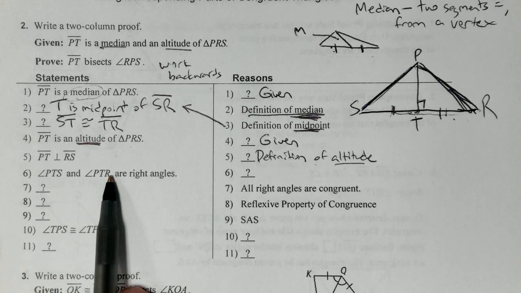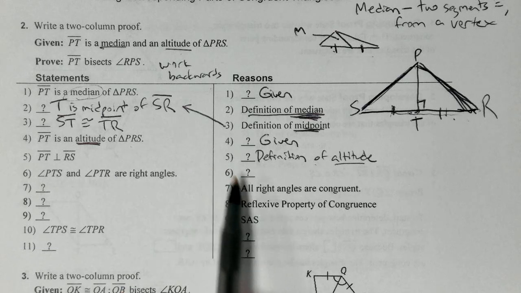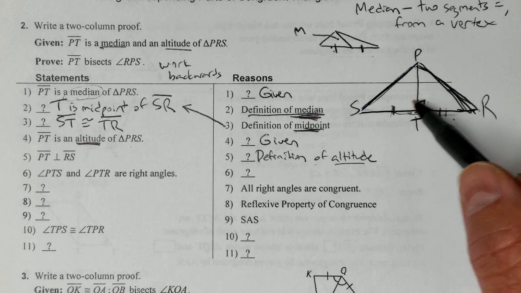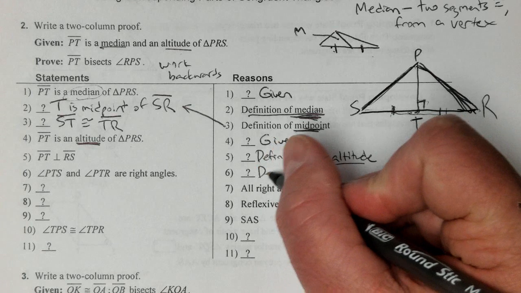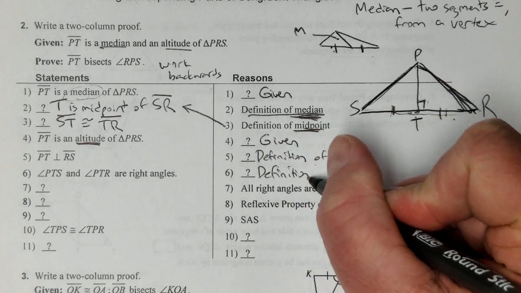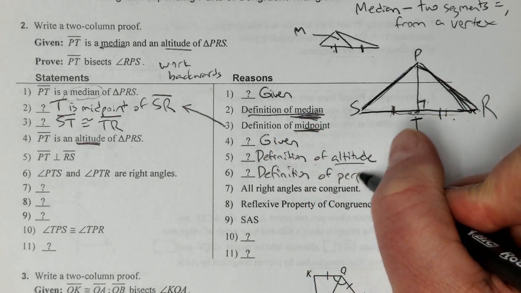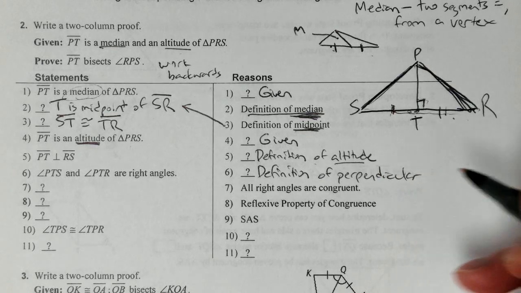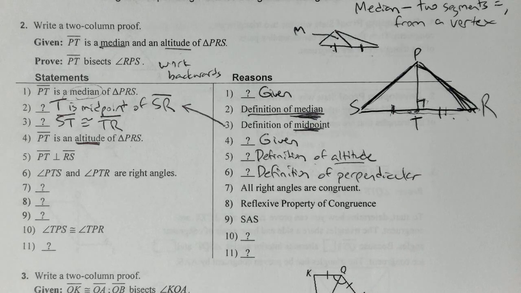Now, it says these are right angles, and it's because on an altitude you have perpendicular lines. So this would be definition of perpendicular.